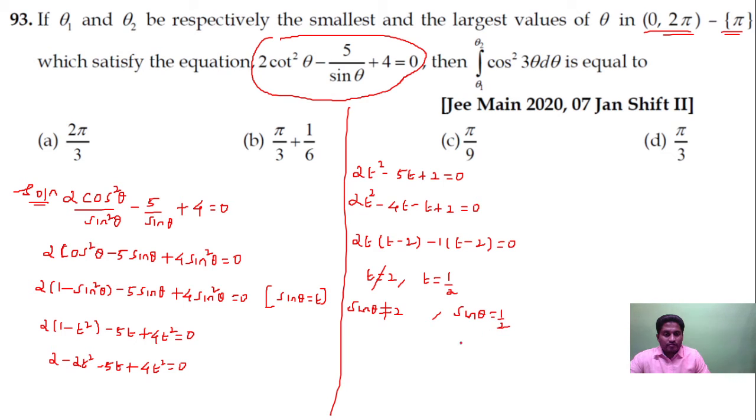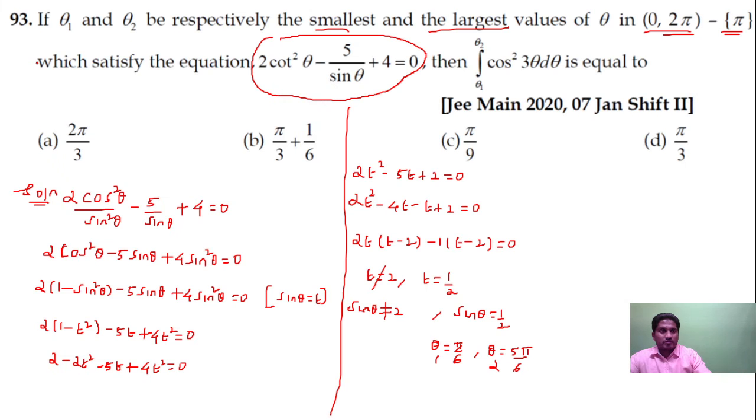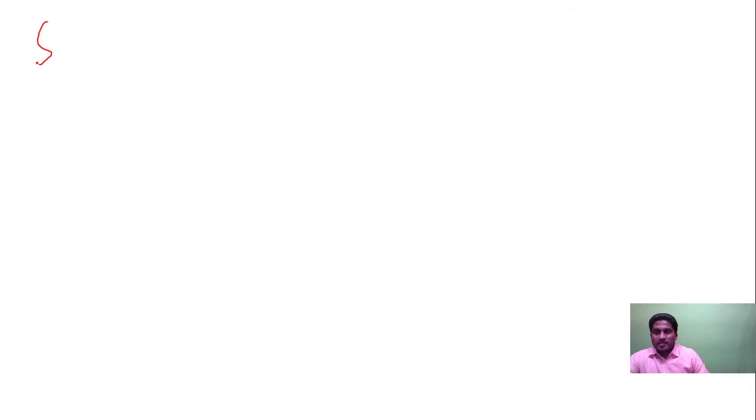Sine theta equal to half, obviously theta should be equal to either pi by 6 or 5 pi by 6. So this will be theta 1, this will be theta 2. According to the question, theta 1 and theta 2 are the smallest and greatest values. Now I should find out the integration from theta 1 to theta 2 of cos square 3 theta d theta.